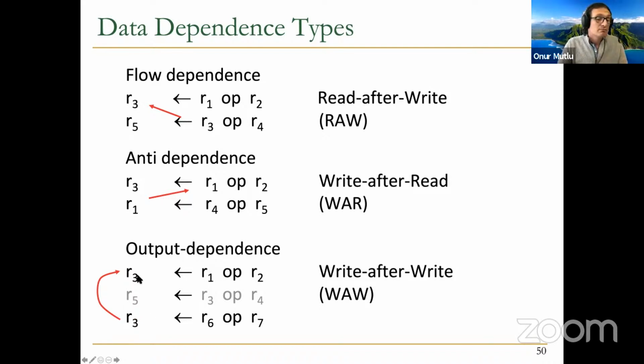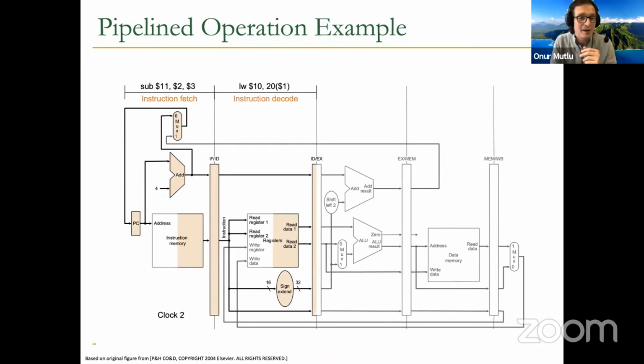Again, you need to make sure that these writes happen in program order to preserve the von Neumann model semantics. And as long as you write to the registers at the end of the pipeline, right before that instruction gets out of the machine, in sequential order, you don't have a problem with anti and output dependencies. But flow dependencies are real, and you need to solve them. And they will cause problems, as we have already seen, actually. Okay, so let's take a look at the pipeline operation example.